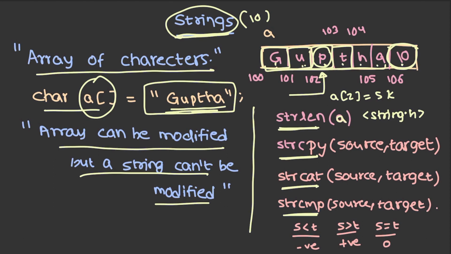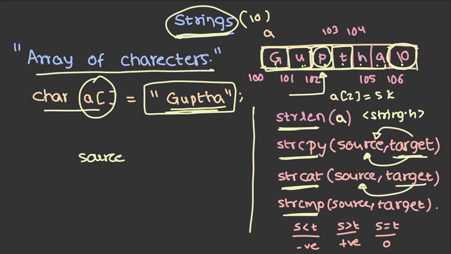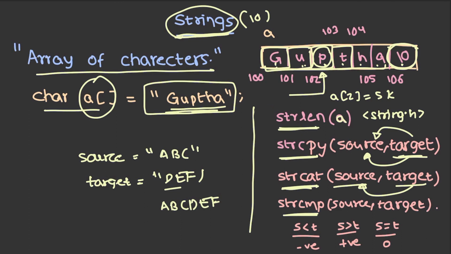String copy actually copies a string from target to source. So, whatever string is present here will be copied to this source. String concatenation will append this target string to this source string. Let's say, for example, the source string is ABC and the target string is DEF, then if I write the statement, the source will become ABC and DEF. This is concatenated at the end of the source string.